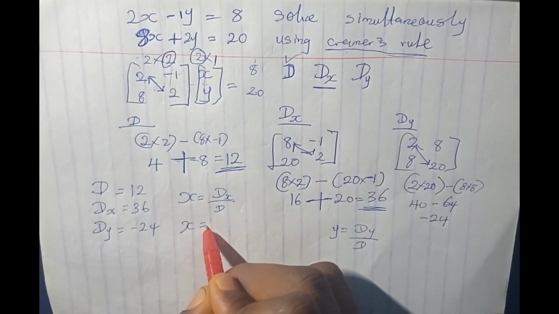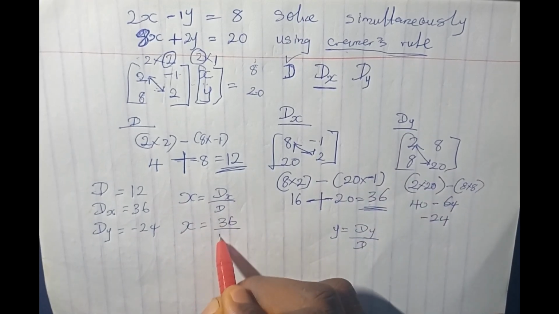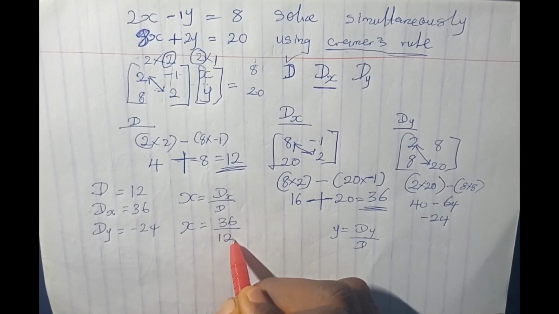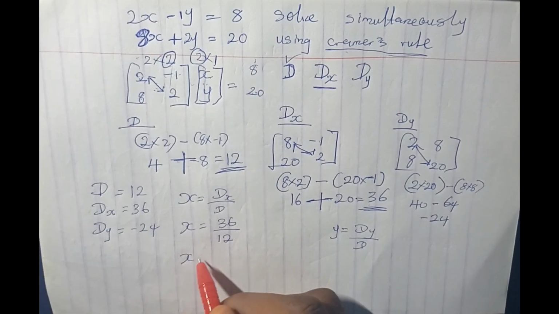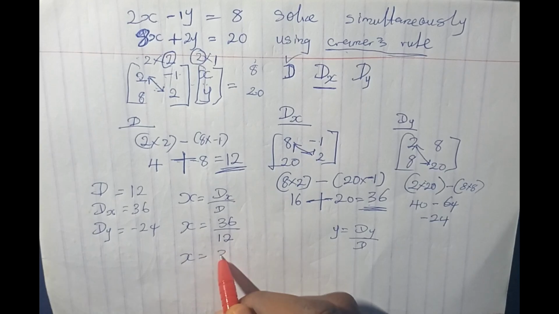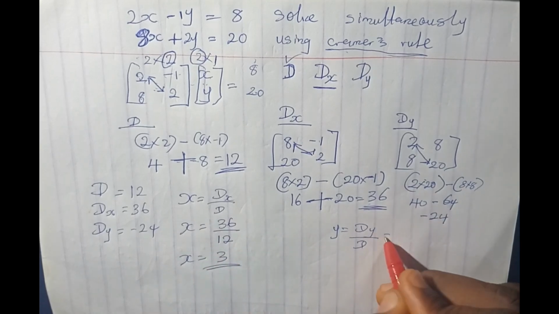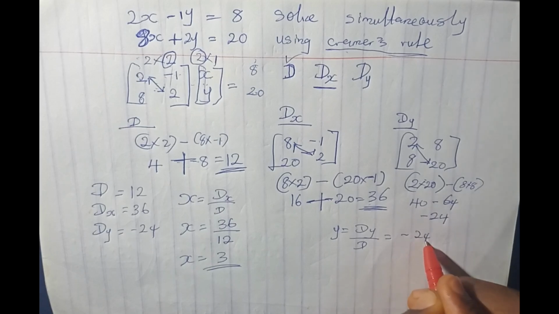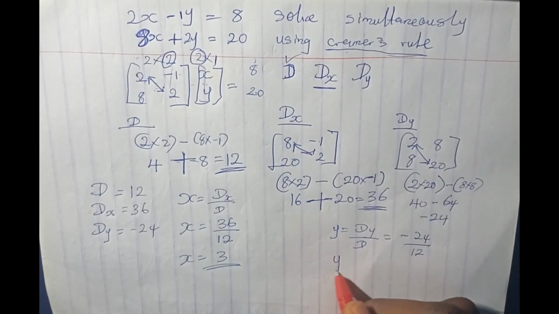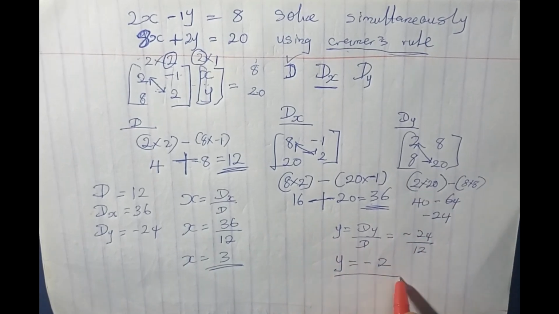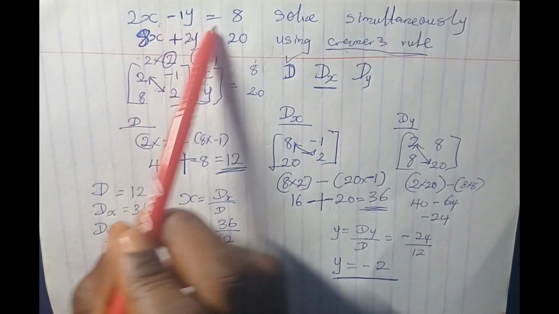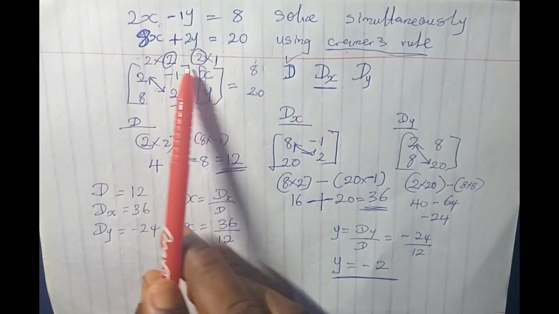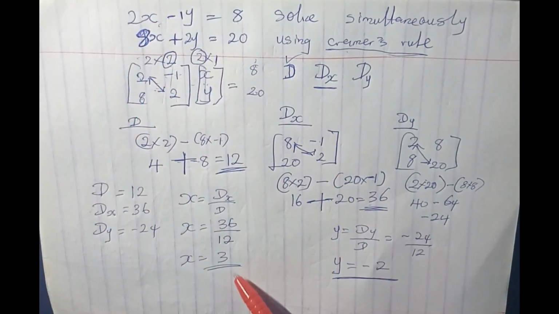So x is equal to dx, which is 36, all over d, 12. Does it make sense? So I have that x is equal to 36 divided by 12, that is 3. Now, what is y? Dy over d, that is minus 24 all over 12. And that will definitely give me minus 2. So the values of x and y in these two linear equations are 3 and minus 2 respectively. And I've solved it using Cramer's rule.